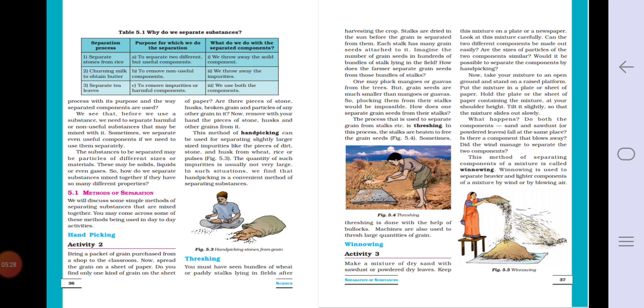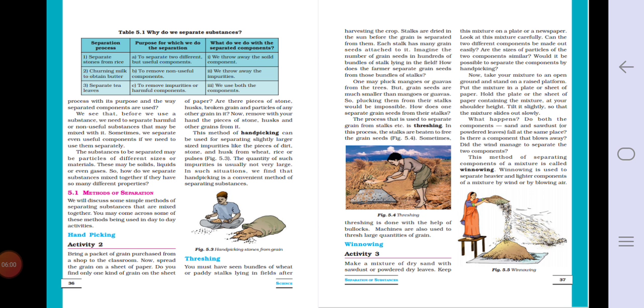Now, for this separation, the process that is used to separate grain from stalks is threshing. In this process, the stalks are beaten to free the grain seeds. आपटून ते grains separate केले जातात. They are beating that stalks and separating the grains. Sometimes threshing is done with the help of bullocks. Machines are also used to thresh large quantities of grains.